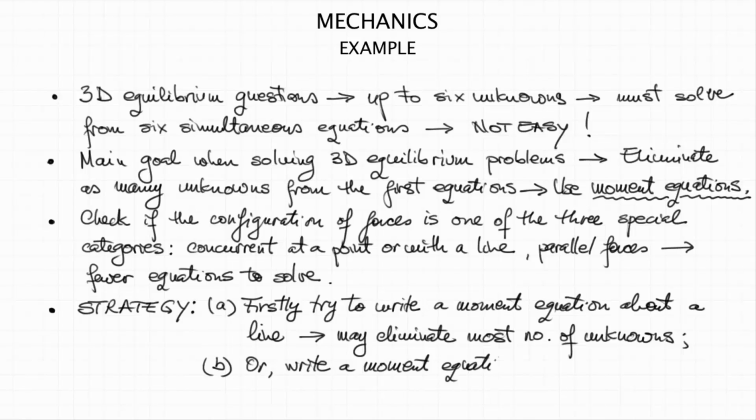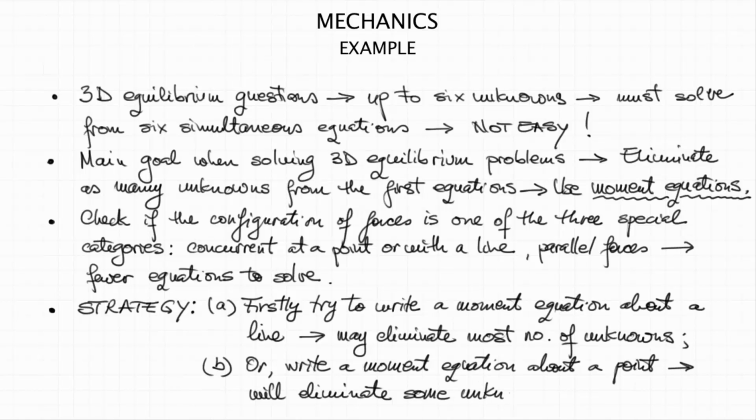But often this is not possible, and if that's the case, you can often write a moment equation about a point. Often this point is a ball and socket joint with 3 unknowns, so you can eliminate those unknowns or some other unknowns. But again, you should always start with writing moment equations either about a line, and if that's not possible, about a point. That would eliminate a large number of unknowns, so then you can solve the problem in a much easier fashion. Okay, so let's get down to business.